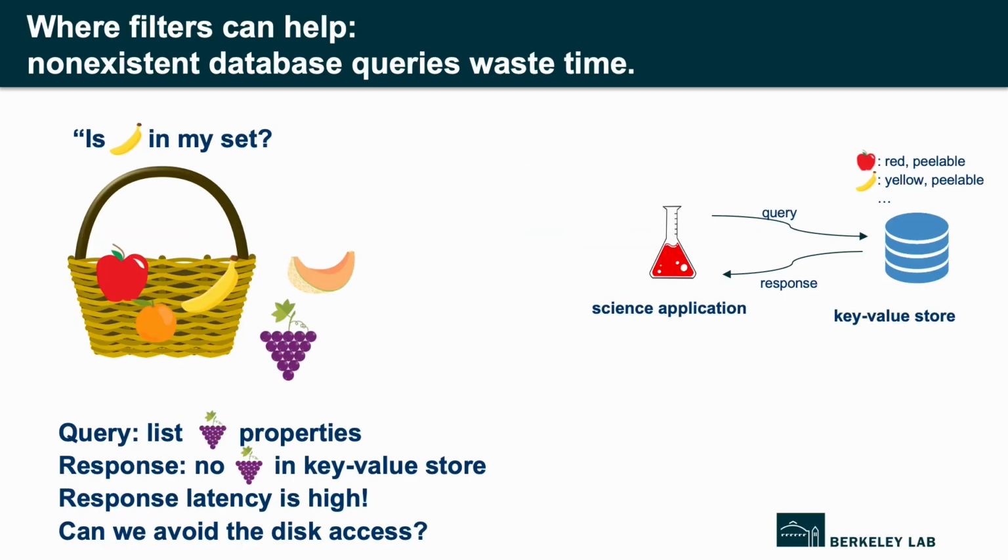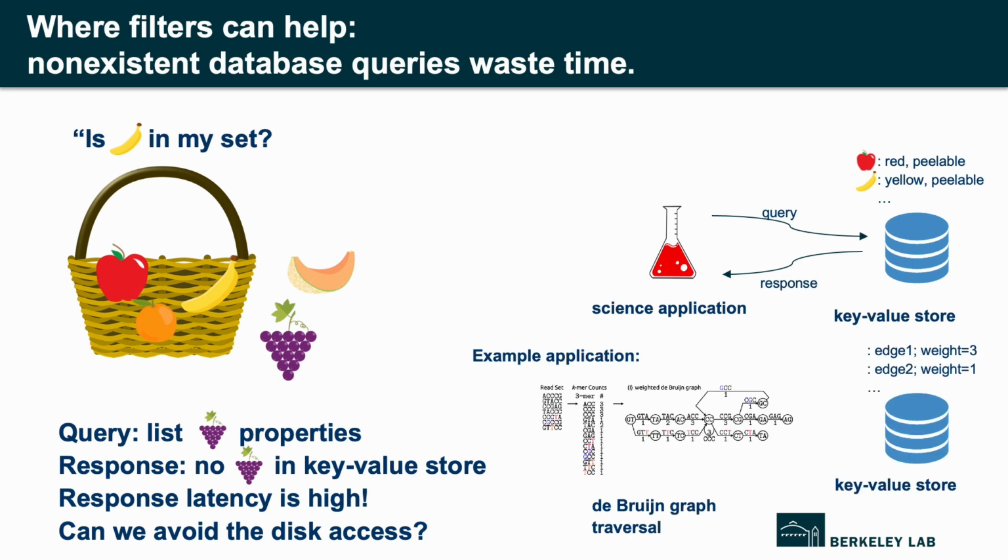Okay, where can filters help us? Well, in many scientific applications, we have a lot of data that's stored in a key value store or a database on disk. And so we'd like to query to get information from our database. We might want to list the properties of some elements, some key in our data set. But if the key that we're looking for isn't in that key value store, well, then we have to go all the way to disk and then all the way back before we find out it's not there. We wasted a whole bunch of time. So the hope is that filters can somehow help us avoid that disk access, and I'll say why in a second. I just want to say again that one of the example applications where we might do something like this is in De Bruijn graph traversal.